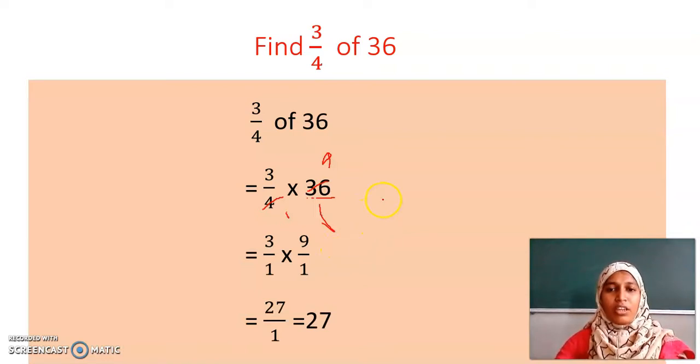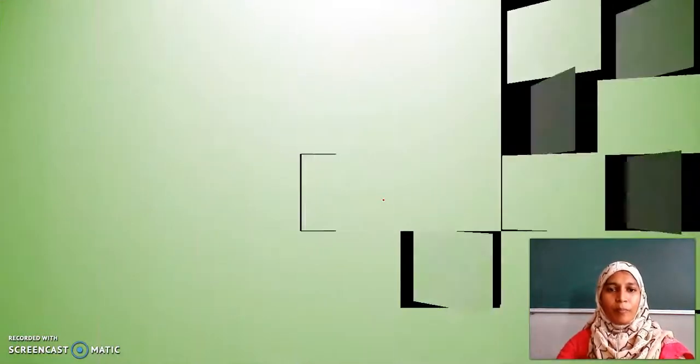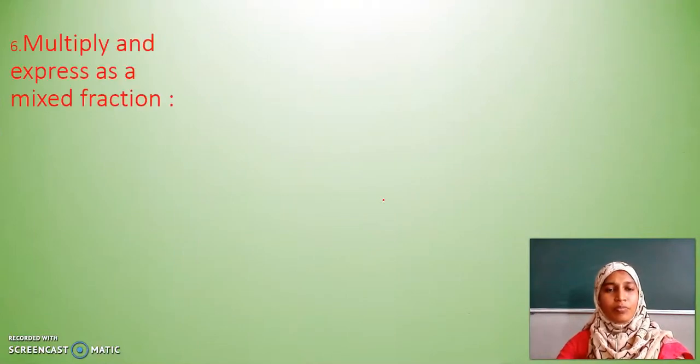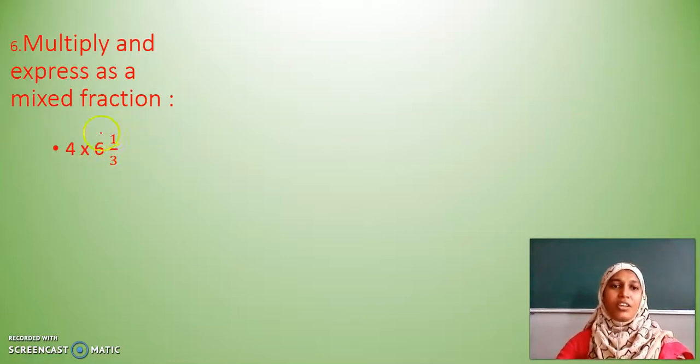Now let us get into the next question. Here, multiply and express as a mixed fraction. We are going to multiply with an improper fraction and finally I am going to write the answer as a mixed fraction, and this is a mixed fraction. Here you should be very careful, my dear children.